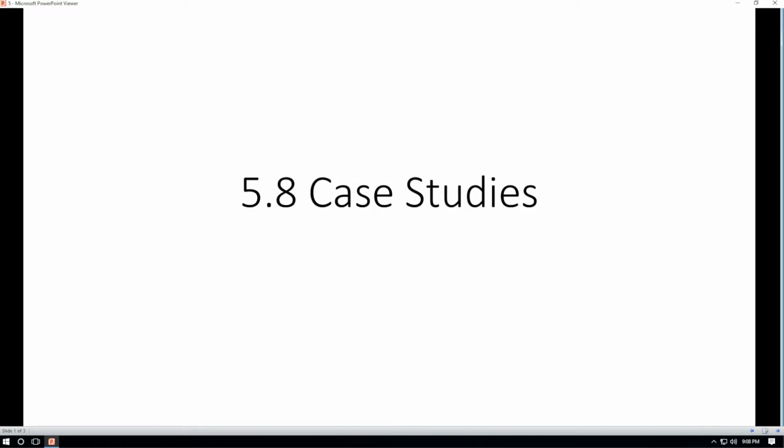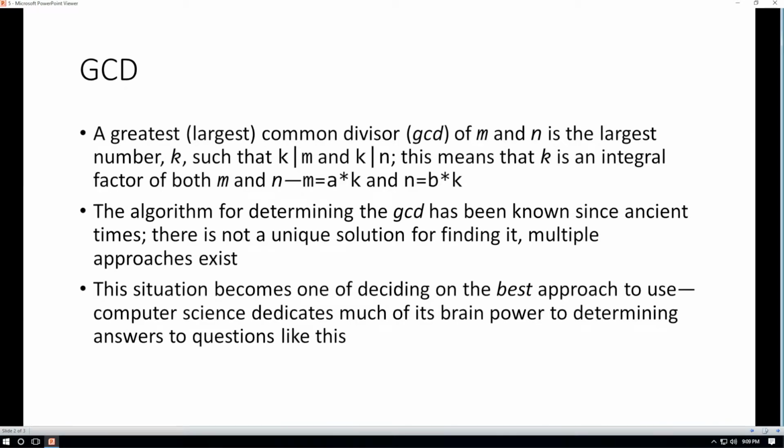In this section, we're going to discuss one of the case studies, the greatest common divisor. The GCD is the largest integer that divides two other integers. Divides means that the divisor goes into the dividend with no remainder.